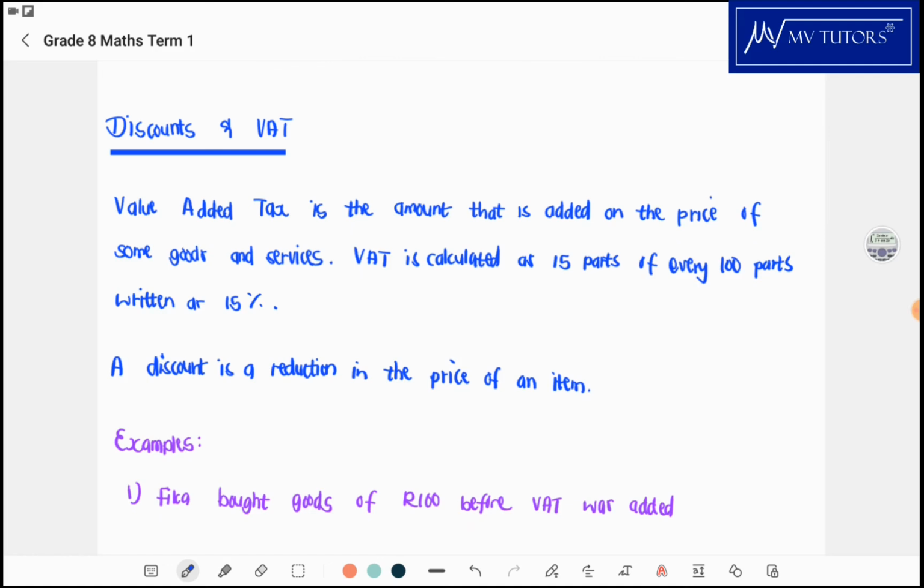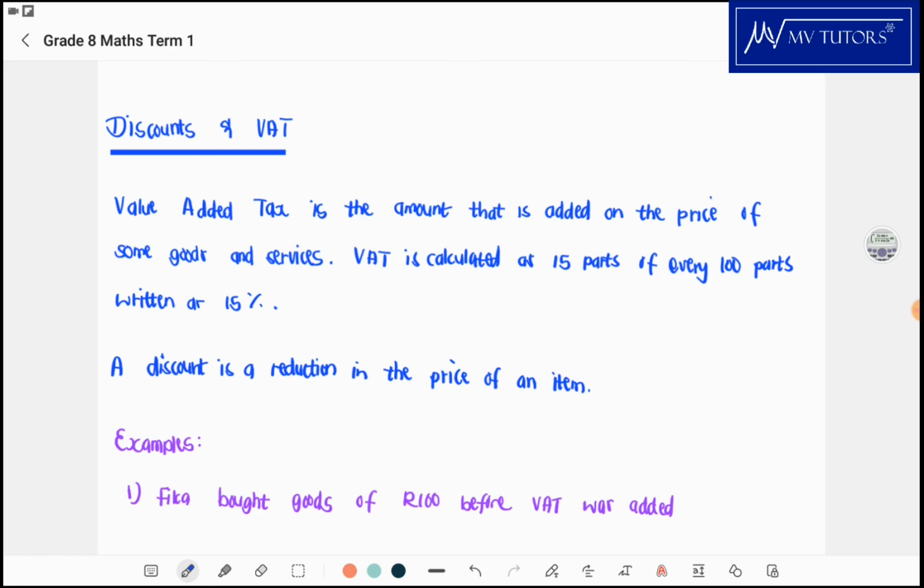So basically, VAT is like the tax that you pay for buying from shops. But anyway, value added tax, which is VAT, is the amount that is added on the price of some goods and services. VAT is calculated as 15 parts of every 100 parts. Like I said, right now, VAT is 15%. All right, that is VAT.